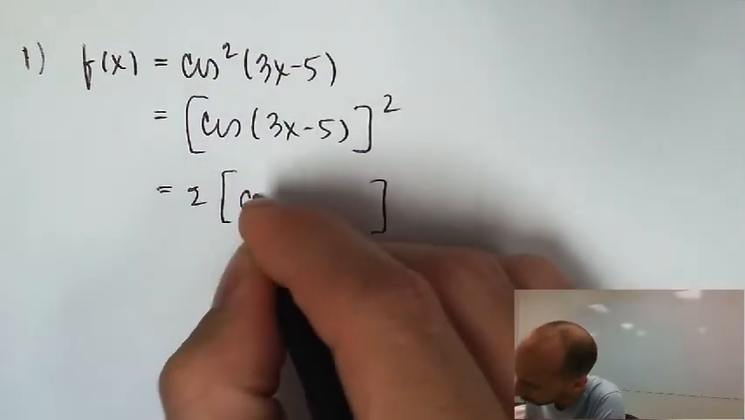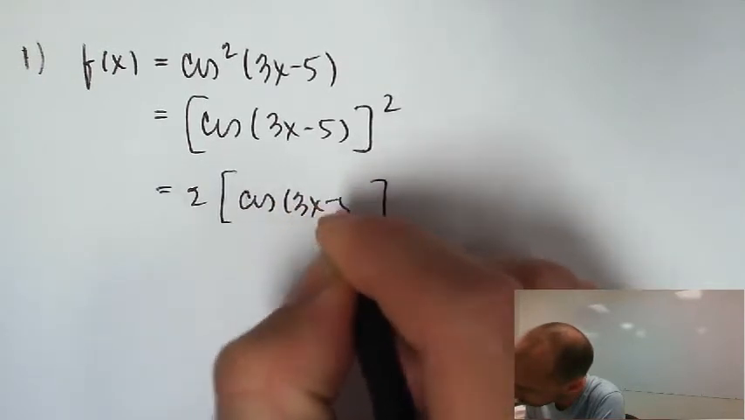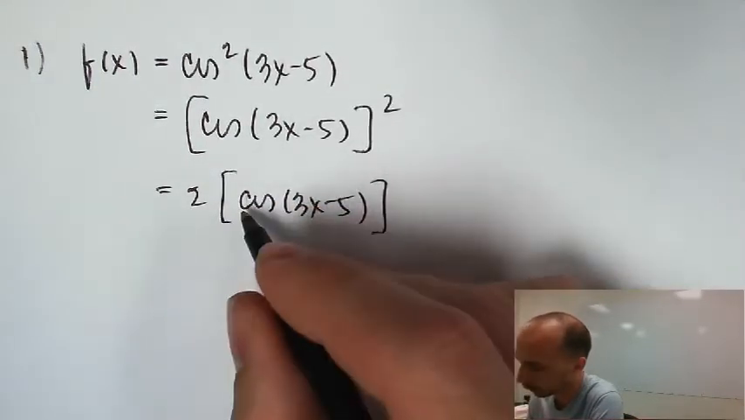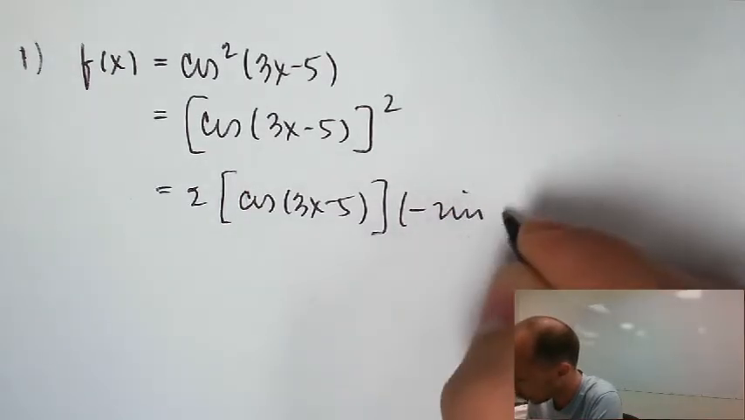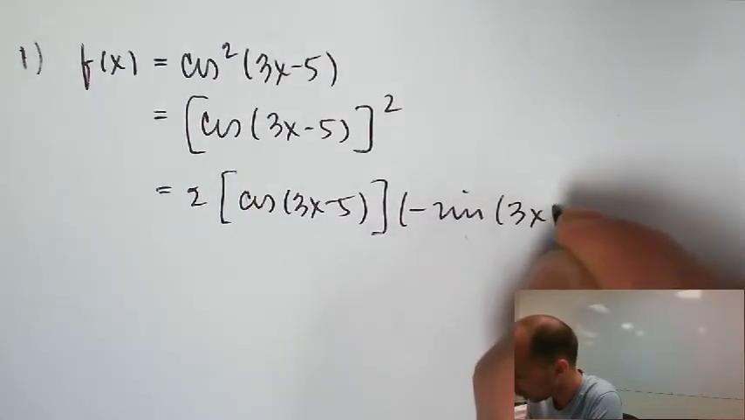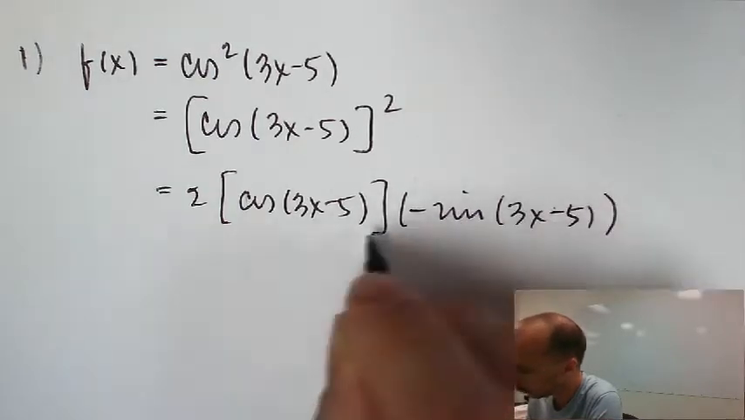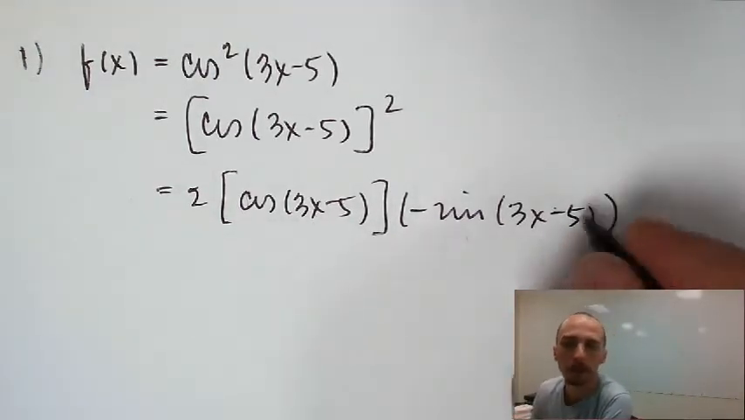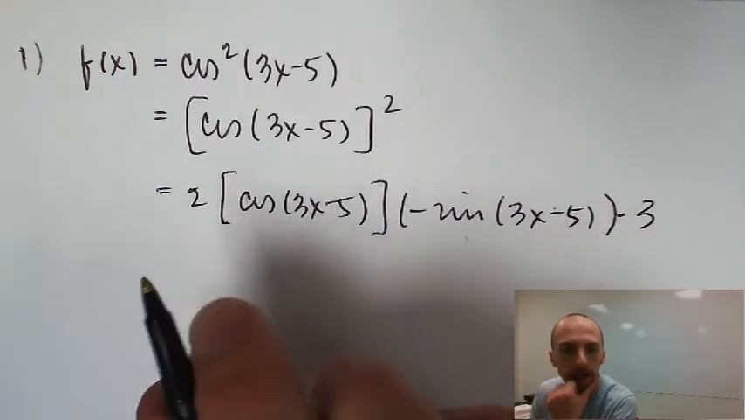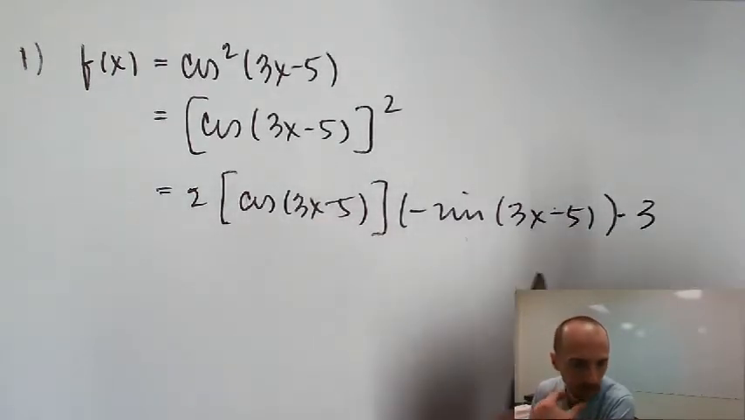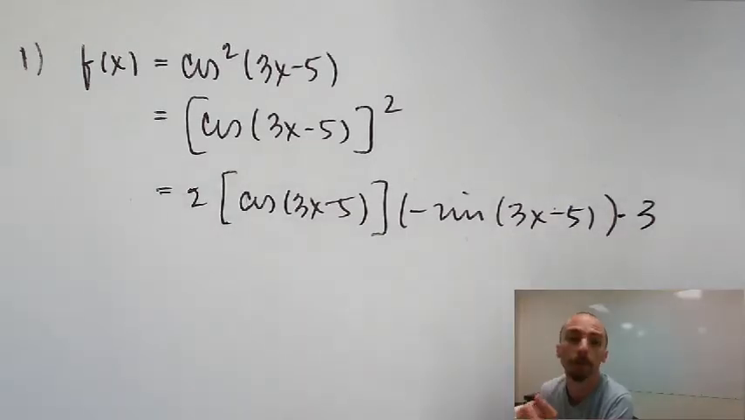So 2 times, leaves the inside the same, multiplied by the derivative of the inside. The derivative of cosine is negative sine. Leave the inside the same, and then multiply by the derivative of the inside. The derivative of 3x minus 5 is just 3. So I'm going to have negative 6 cosine and sine. That's answer choice D.